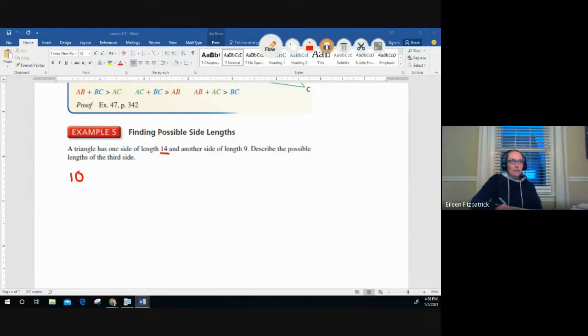Maybe I'm going to say it's an 11. If you take the 2 smaller, 11 and 9, and add them together, is it greater than 14? Yeah. So we could have a third side of length 11. But again, there's multiple answers. So how do I find them all? Well, you take the 2 values that are given. You're going to find the difference of them. You're going to find the sum of them. And the third side, which we're going to call X, I'll write the words third side for now. The third side is going to be a number between the difference and the sum. It's going to be a number that's greater than the difference, but less than the sum.